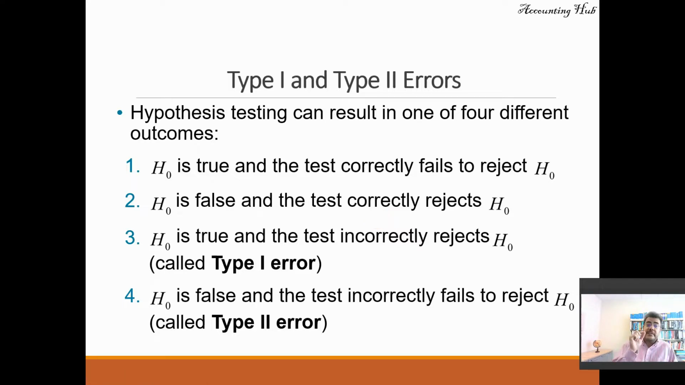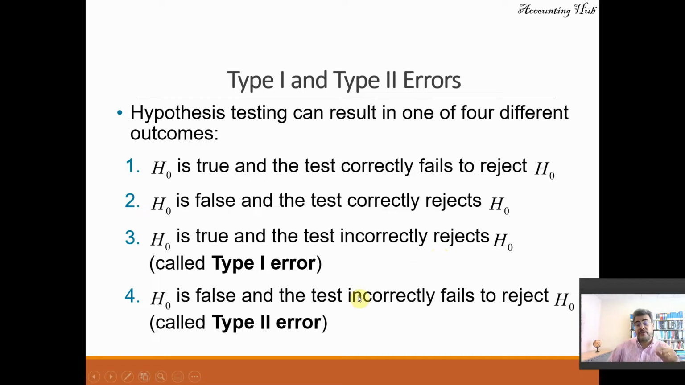However, H0 is true, and the test incorrectly rejects H0. For instance, H0, the defendant is innocent. H1 is guilty. So H0 is true, the defendant is innocent, but the test incorrectly rejects it. It's guilty. So we have an innocent one going to jail.